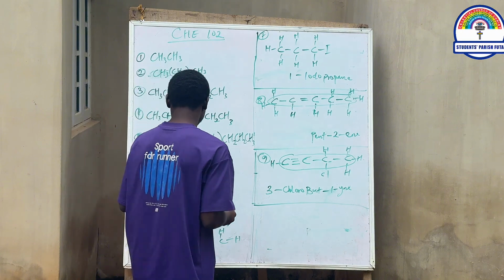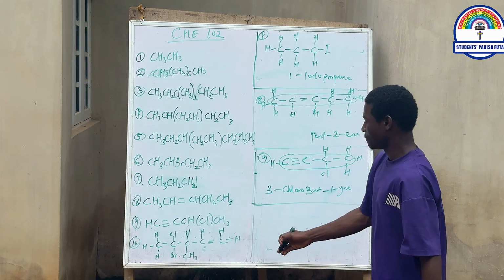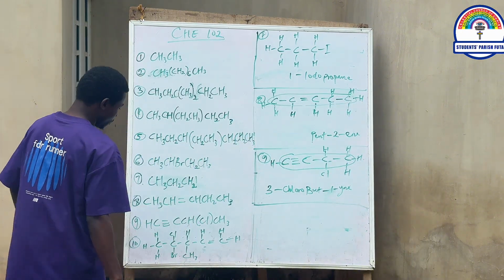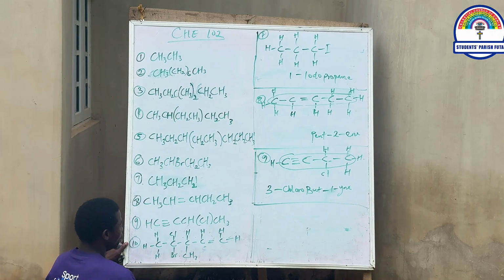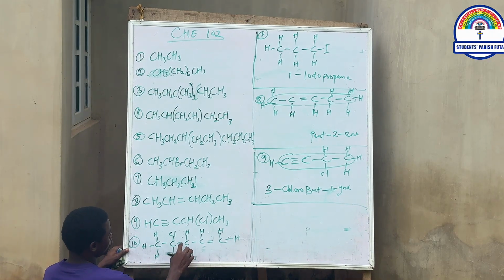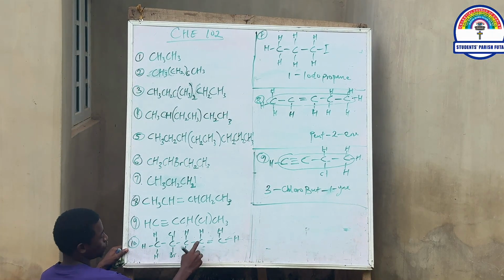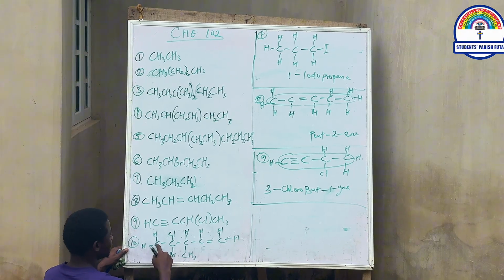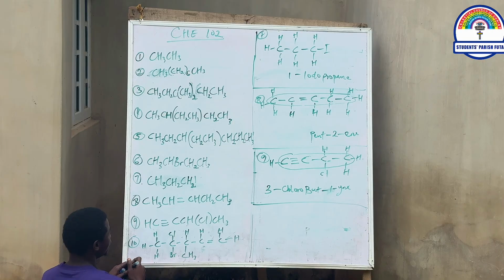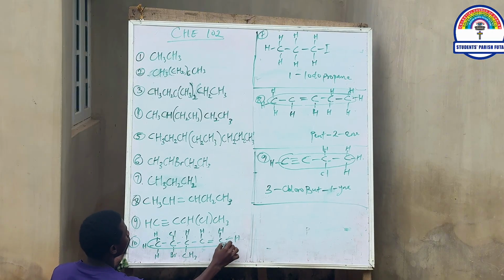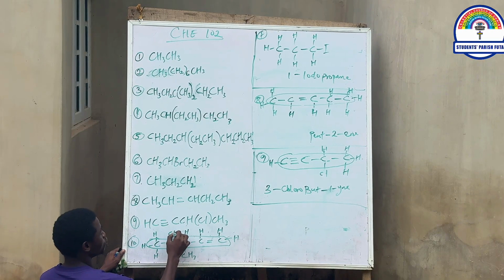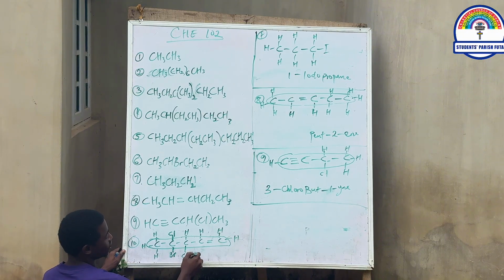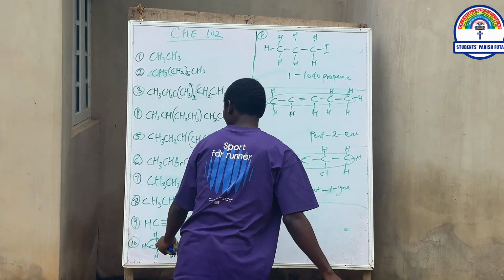Now let's take the 10th one. So this one is already given in this expanded form. Let's just name it. The longest chain: 1, 2, 3, 4. 1, 2, 3, 4. 1, 2, 3, 4, 5. So this is the longest, and that's all the substituents linked to it. You circle this now. The substituent Cl is linked to it. Br is the substituent, it is linked to it. CH3 is the substituent, it is linked to it. So what's the name of this?